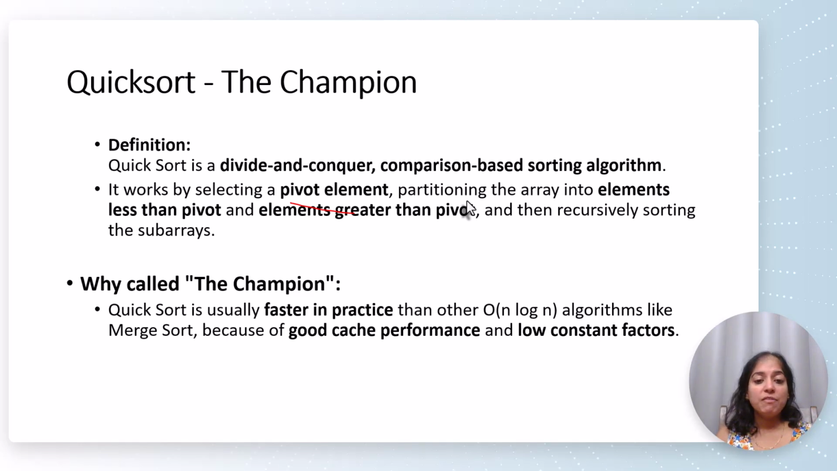Quicksort is usually faster than other algorithms, and it is really efficient. It is very fast due to the good cache performance.